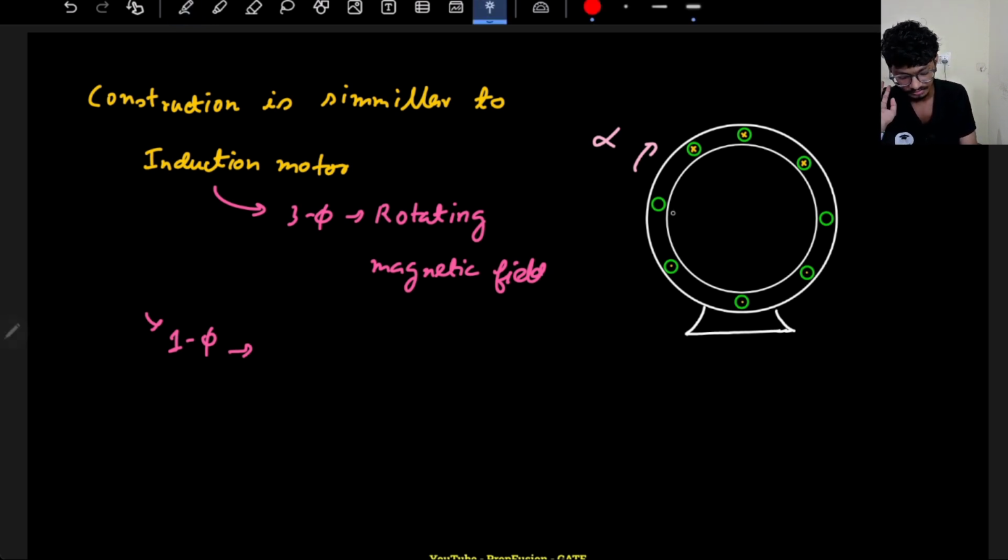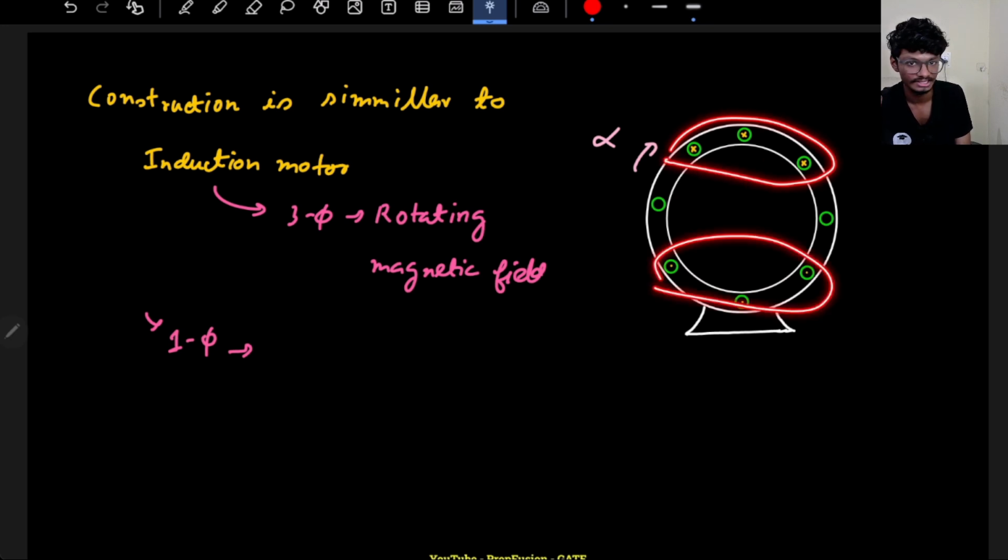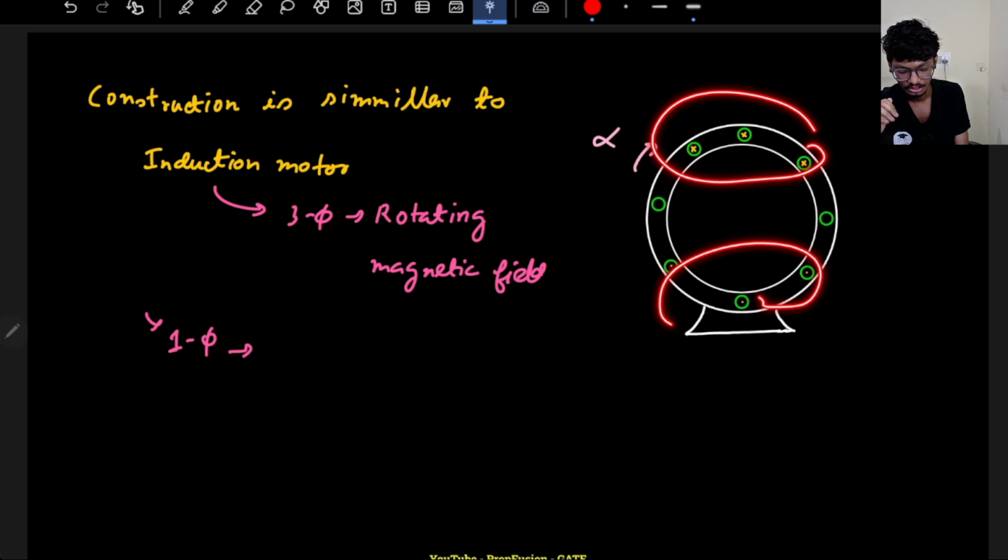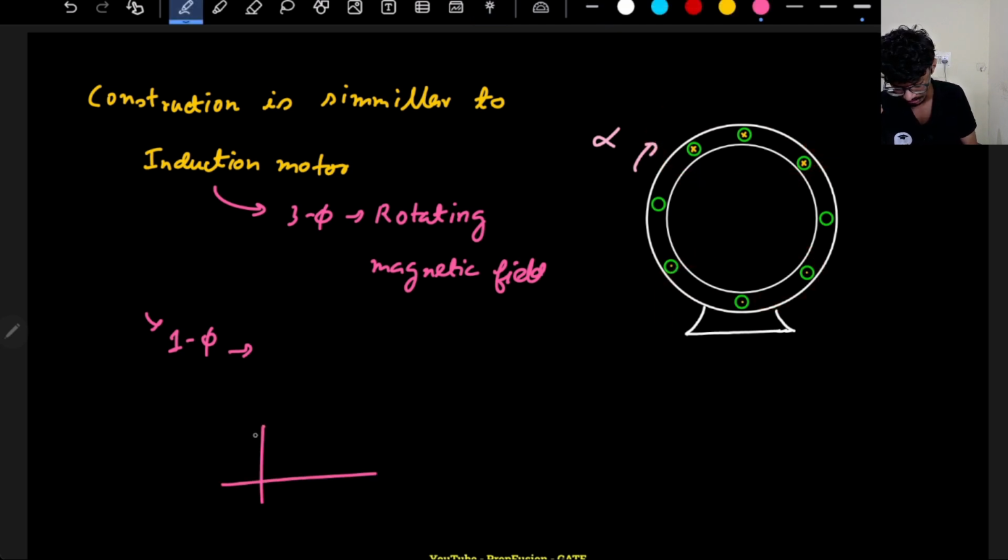A rotating magnetic field means the north south poles will rotate with speed Ns. But here what will happen? Let's assume this is one end of the winding and this is the other end of the winding. It's a single phase supply, there is no A B C, just one plus and minus. I'm providing a sinusoidal voltage which will induce a sinusoidal current, so i of t is sinusoidal.